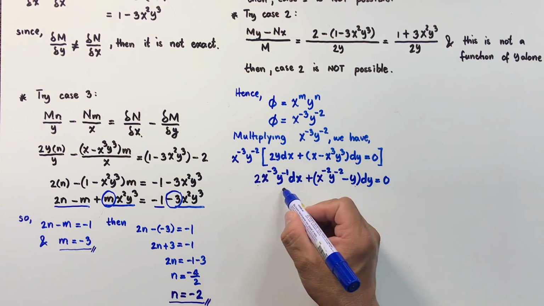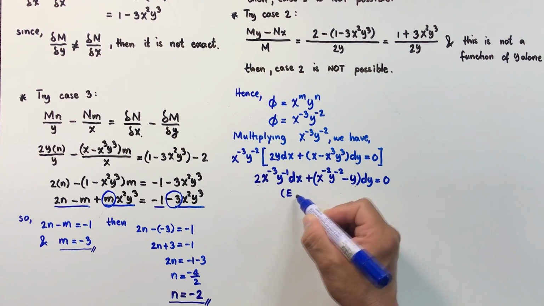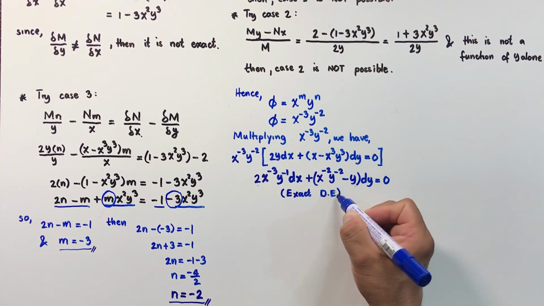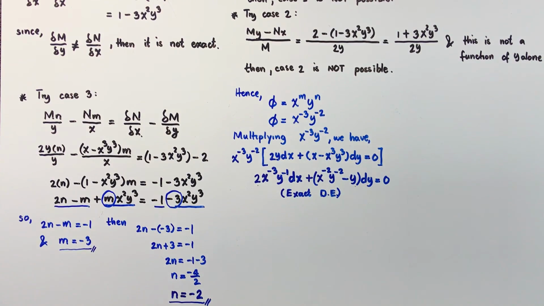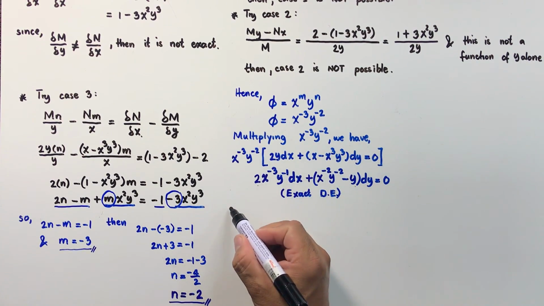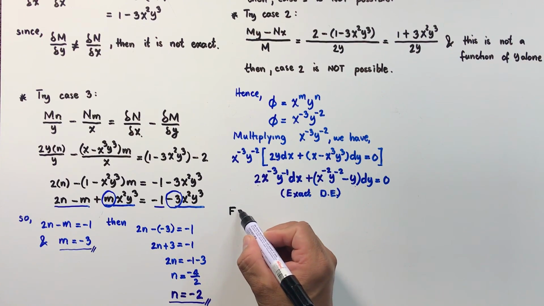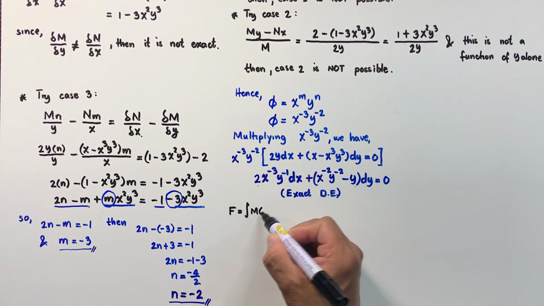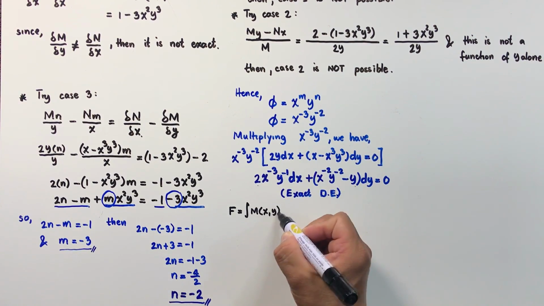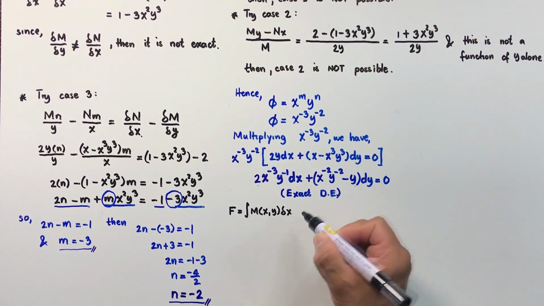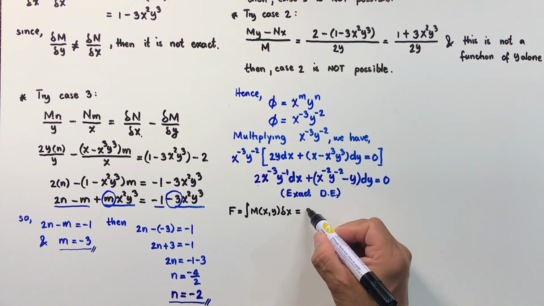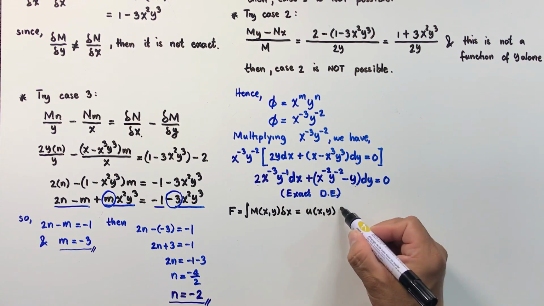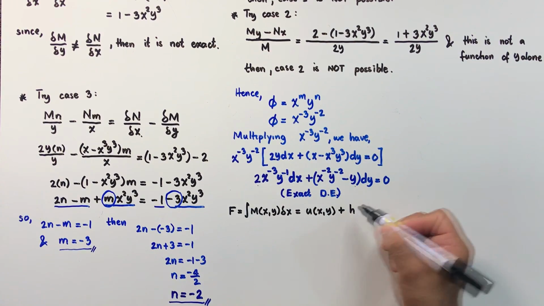And you can check that this is already an exact differential equation. So since this is an exact differential equation, we can solve for our solution big F by taking the integral of our M, which is in terms of x and y, partially with respect to x. And we expect an answer which is in terms of x and y plus a function that is in terms of y alone.